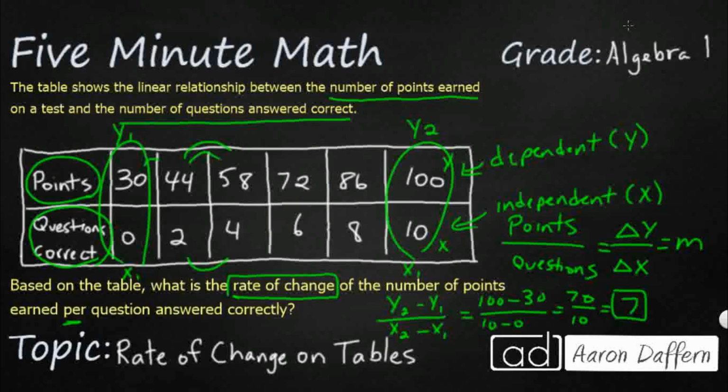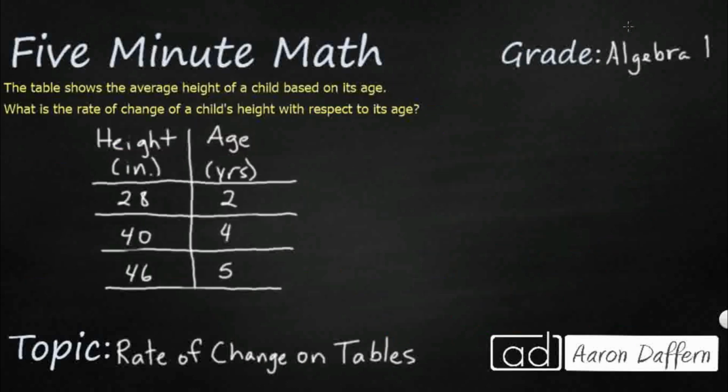Let's look at another example. So we have another table here. This one showing the average height of a child based on its age. So we're looking for the rate of change of a child's height with respect to its age. With respect to just lets us know we're going to do another ratio. So height is going to depend on the age, which means my age is going to be my independent variable. And my height is going to depend on what the age is. That changes there. So look at that. It's another way of thinking of slope, change in y over the change in x.